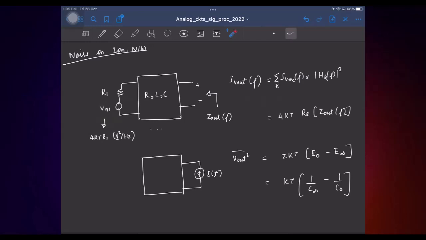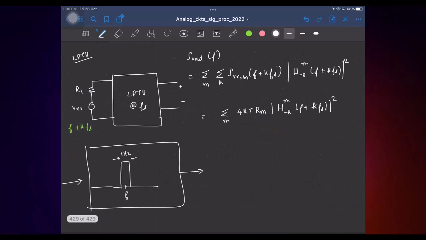So what can you say about the noise at the output of the LTI filter? Will it be stationary or non-stationary? It will also be stationary, right? The input is stationary and the filter imparts a gain which is independent of time. So the output noise is also stationary.